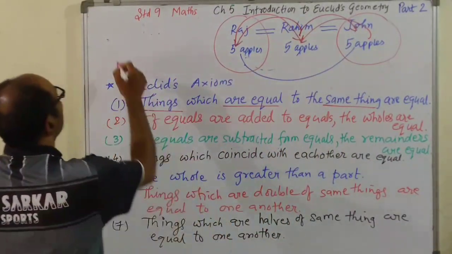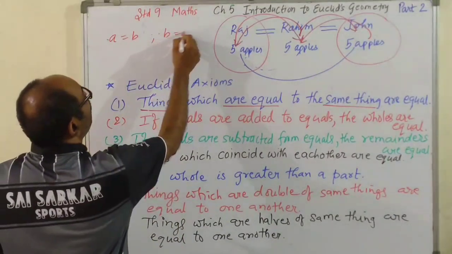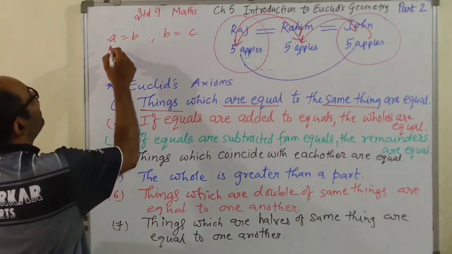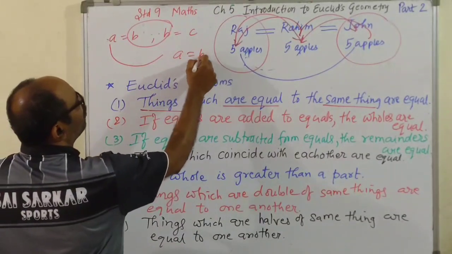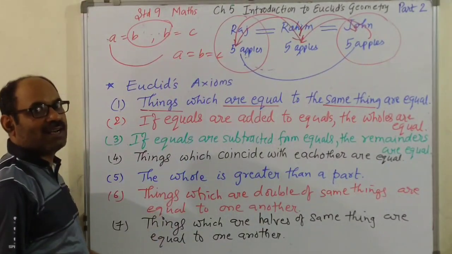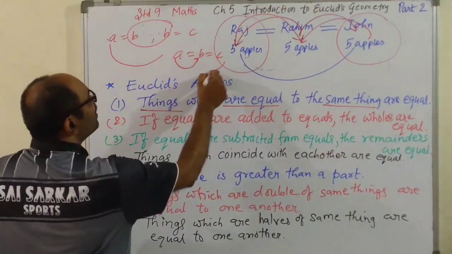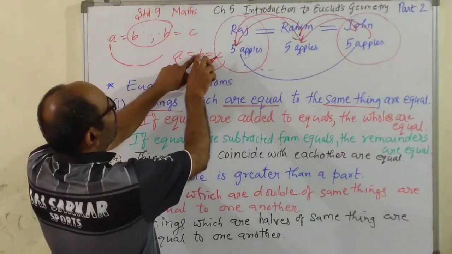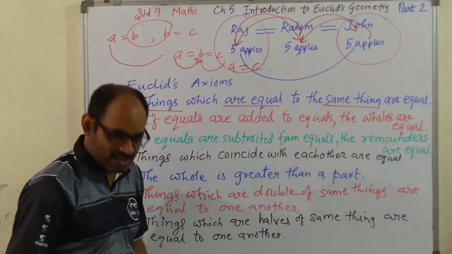Let's take another example. A equal to B, B equal to C. Now you can see B is one and the same. You can write like this: A equal to B equal to C, which is called the transitivity property. So you can see A is equal to B, C is also equal to B. So these two things are equal to the same thing, so they are also equal. You can say A equal to C.